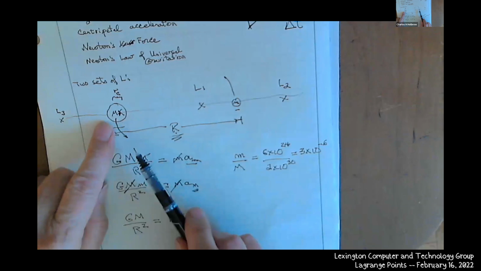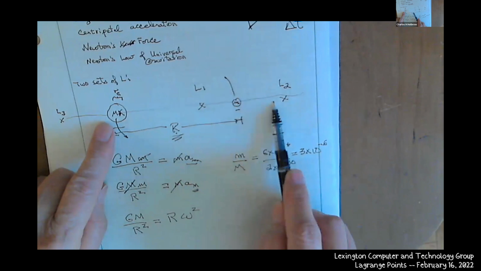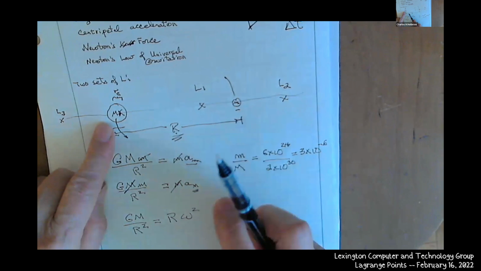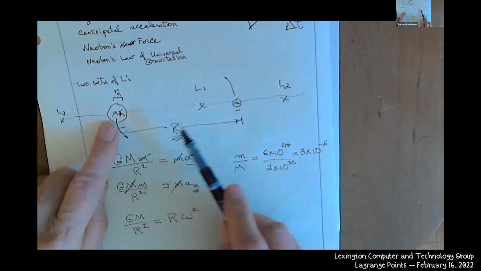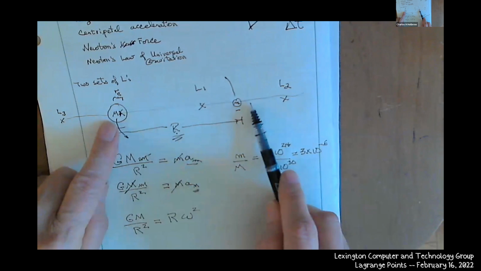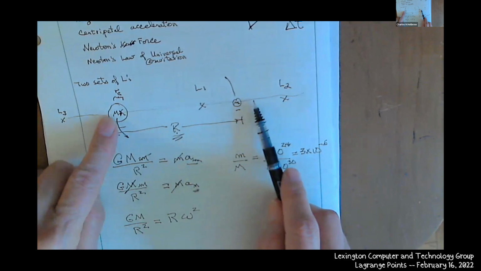Here sits the Earth, and the Earth is trying to accelerate this mass this way towards the sun, as the sun is trying to do it. And if you go just a little bit out, the Earth's force on the mass plus the acceleration due to the sun will be so great that this thing will have a centripetal acceleration that's too large, and it won't go in synchrony.